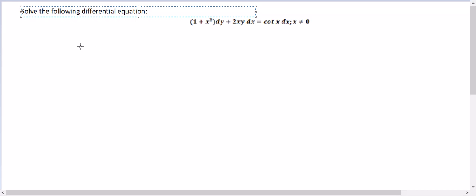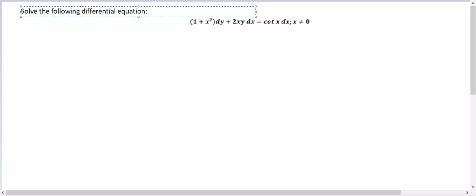Hi guys, this is Reshma. To solve this differential equation we need to know what kind of equation it is, and it is a linear differential equation, guys. This is a form of linear differential equation where p and q are functions of x.